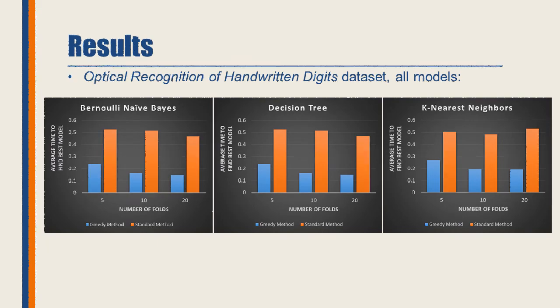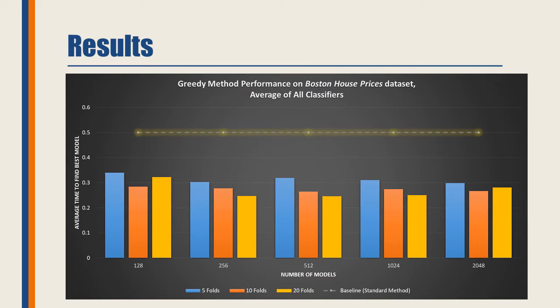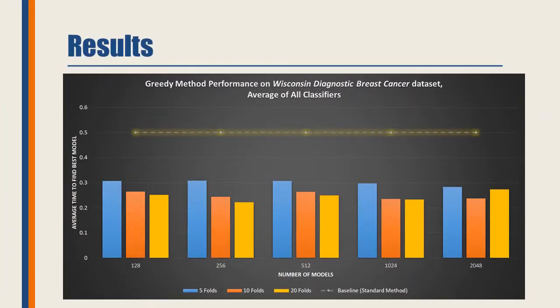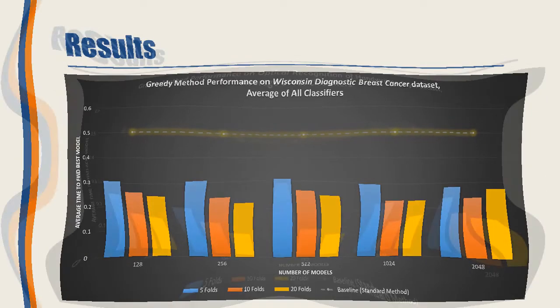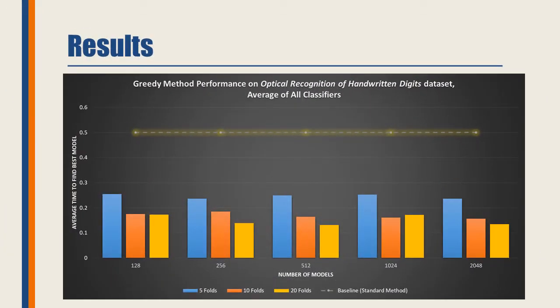We again see similar results on the optical recognition of handwritten digits dataset, providing additional support for the superiority of greedy cross-validation. Here we see results for different numbers of candidate models on the Boston home prices dataset, averaged across all classifiers. Note that the standard cross-validation method must fully evaluate an average of 50% of all the folds, which precisely conforms with theoretical expectations. Note also that the greedy cross-validation method is consistently faster than the standard method, regardless of the number of candidate models being considered. Again, we see similar results for the Wisconsin diagnostic breast cancer dataset, as well as for the optical recognition of handwritten digits dataset.